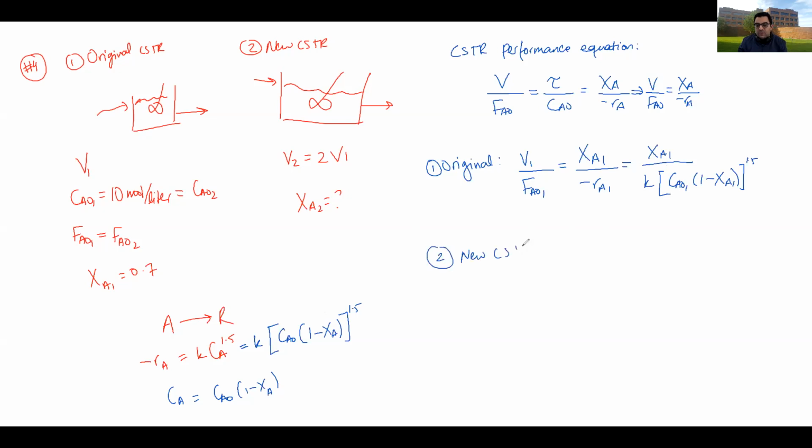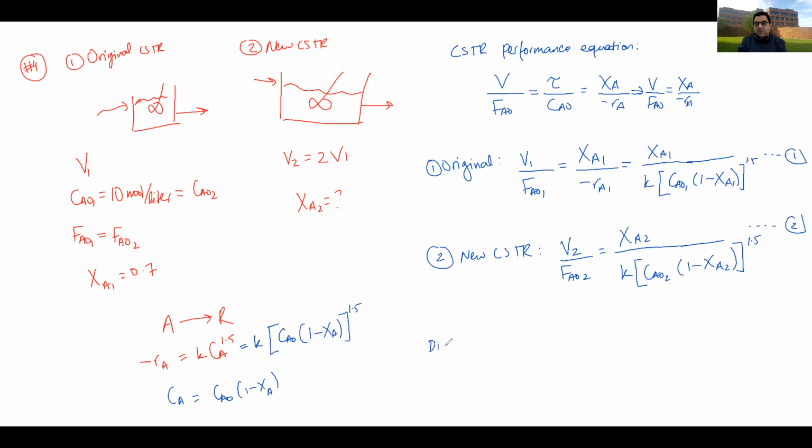For the new CSTR, I'm just going to rewrite the same thing. V2 over FA0,2 is equal to XA2 divided by k CA0,2 times 1 minus XA2 to the power 1.5. This line extends, hopefully that doesn't cause any confusion. I'm going to call this equation 1, and this equation 2.